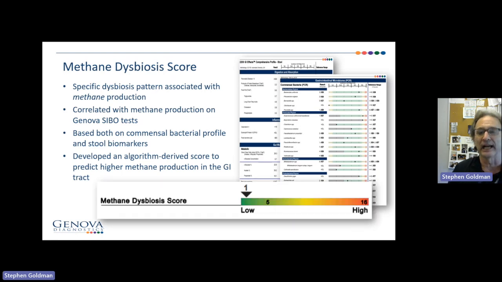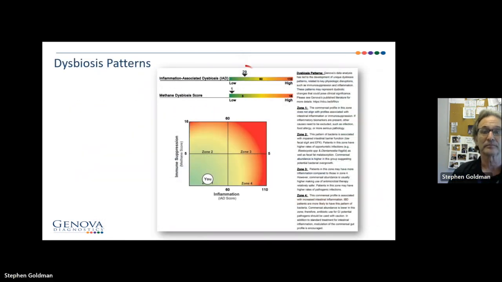So this is what it looks like on the page, but you can see anything to the left of 5 is low. One would not expect the patterns to emerge. But as you get higher, to 6, 7, 8, 9, and you get to the yellow around 9, 10, the higher you get, the more you expect to see the individual test align with the patterns of the study of 8,000 tests. So here again, we have an IAD score of 29 and a methane score of 1. They're both low. As a result, that will place the patient, with the x-axis IAD score of 29 and the methane score at 1, in zone 1.